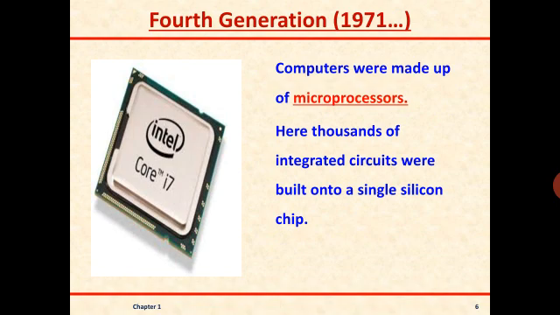Now comes the fourth generation of computers. Fourth generation of computers means after 1971, whatever computers have developed, we call them the fourth generation of computers. These were made up of microprocessors. What is a microprocessor? It is thousands of integrated circuits.